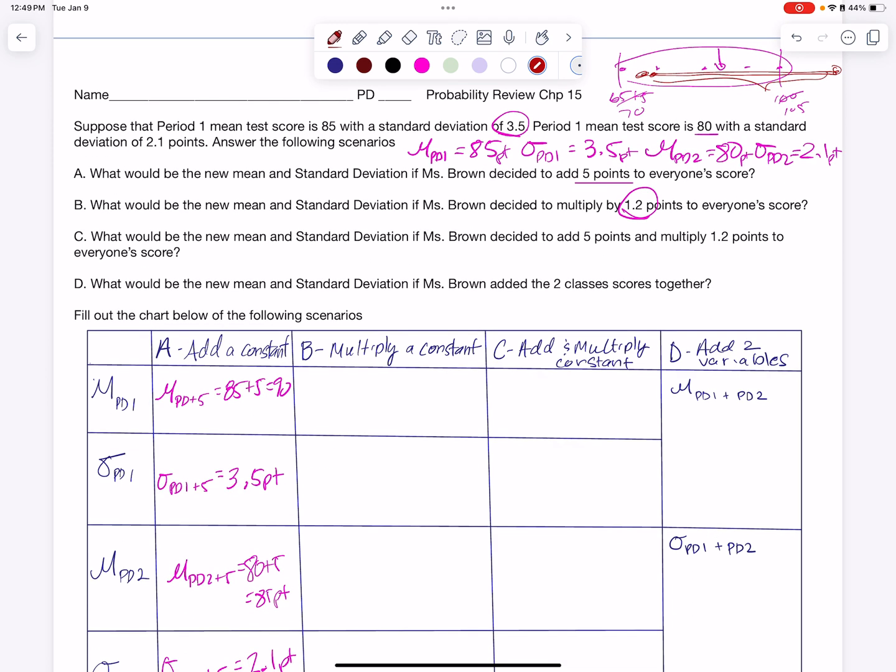So I'm going to say this one here to multiply, the mean is now going to be period 1 times 1.2. So 1.2 times 85, and that's going to get me 102. The new mean is going to be 102. And the standard deviation is also going to spread out. So that's going to be the standard deviation of period 1 times 1.2, and that's going to be 1.2 times 3.5, and that's going to be 4.2 points. Make sure we put points.